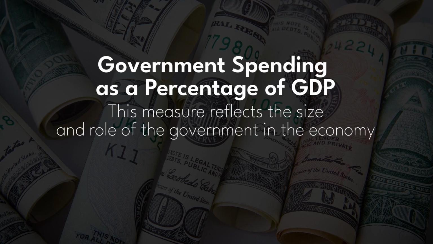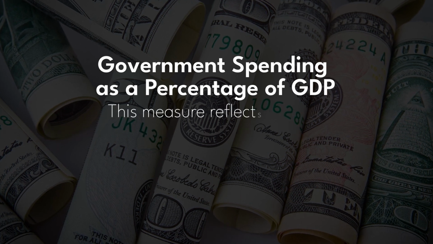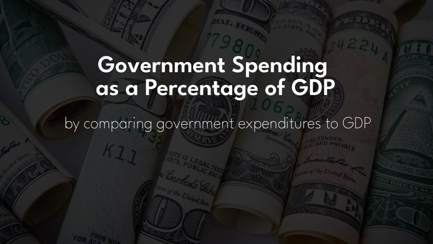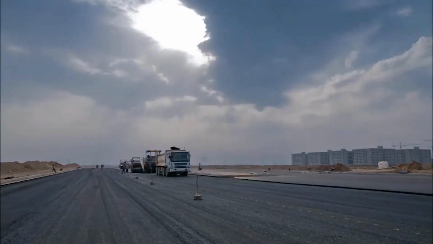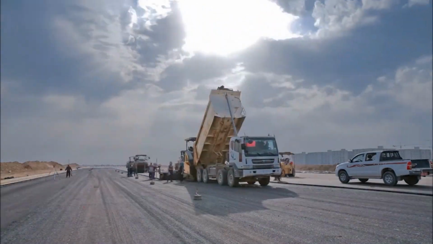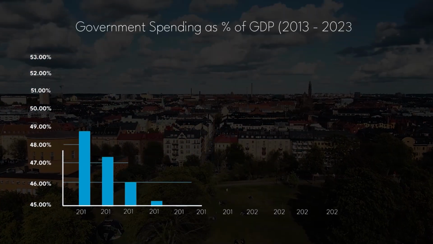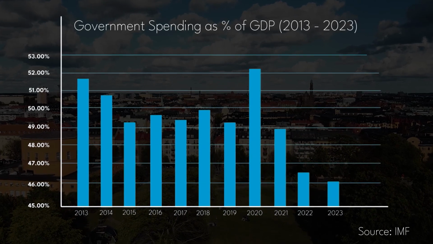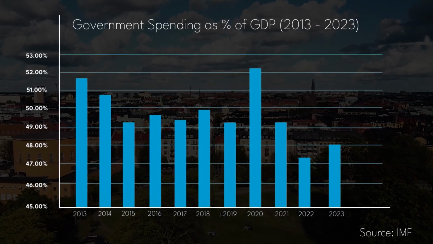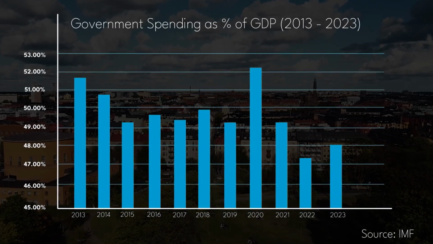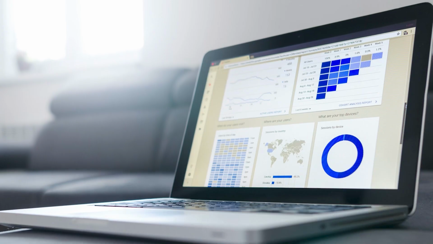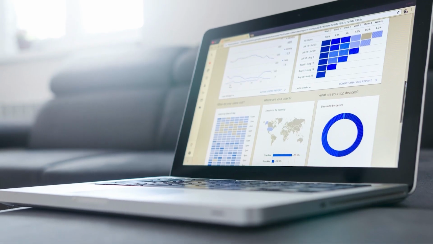Government spending as a percentage of GDP. This measure reflects the size and role of the government in the economy by comparing government expenditures to GDP. It indicates the extent of government intervention and spending in the economy. For example, in countries like Sweden, government spending as a percentage of GDP is high, reflecting its extensive welfare programs and public services.